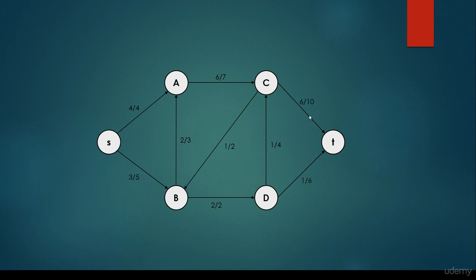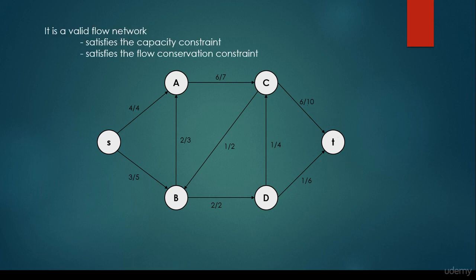What about this T? If you calculate how many flows are going in the direction of the T, we can come to the conclusion that 6 plus 1, so 7 units of flow, is going in the direction of the sink. Okay, it's quite good because this T has a divergence smaller than 0, which means that it's going to get these flows and nothing happens. Okay, so it is a valid flow network, as you can see.